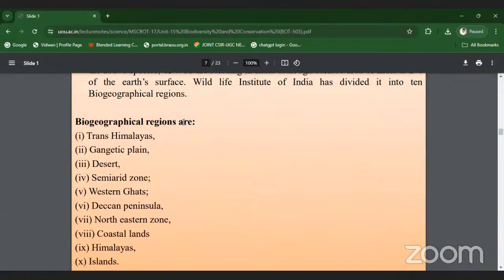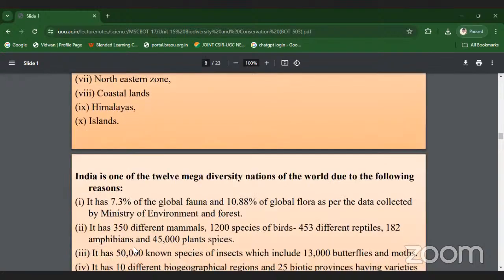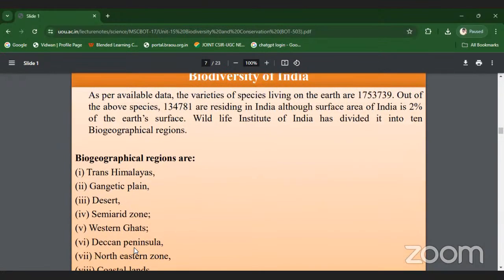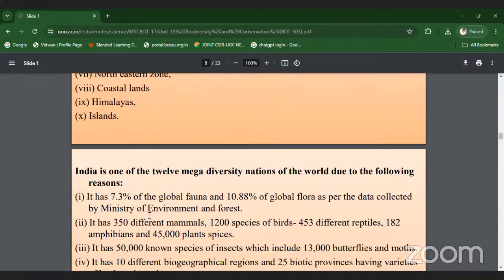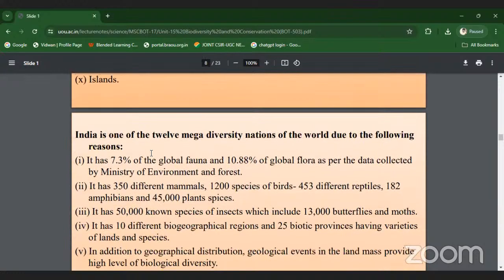These are the biogeographical regions: Trans-Himalaya, Gangetic plain, Desert, Semi-arid zone, Western Ghats, Deccan Peninsula, Northeastern zone, coastal lands, Himalaya highlands. These are all biogeographical regions of the biodiversity hotspot. India is one of the 12 mega-diversity nations of the world due to the following reasons.